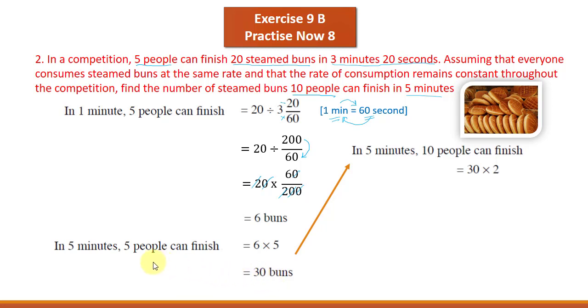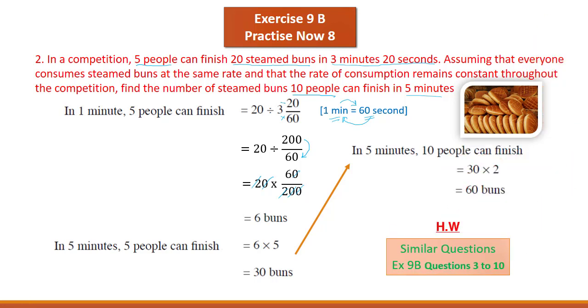Why 30? Because initially there were 5 people. Now the people are 10, so they are doubled. Hence we have multiplied it by 2. You will multiply and the answer will be 60 buns. Now your homework is similar questions of exercise 9b, question number 3 to 10.